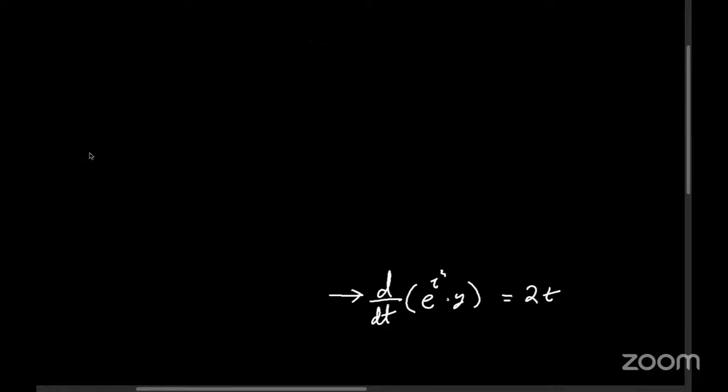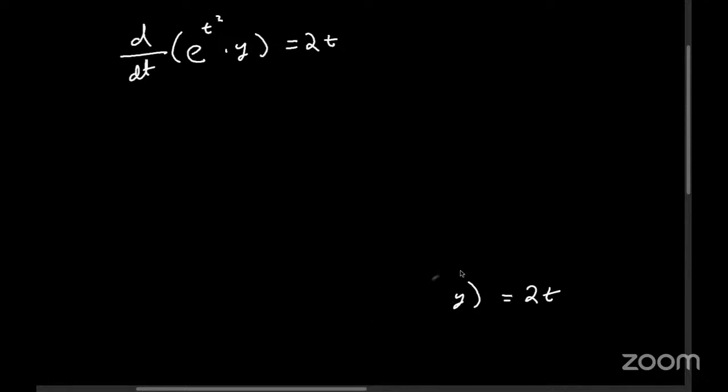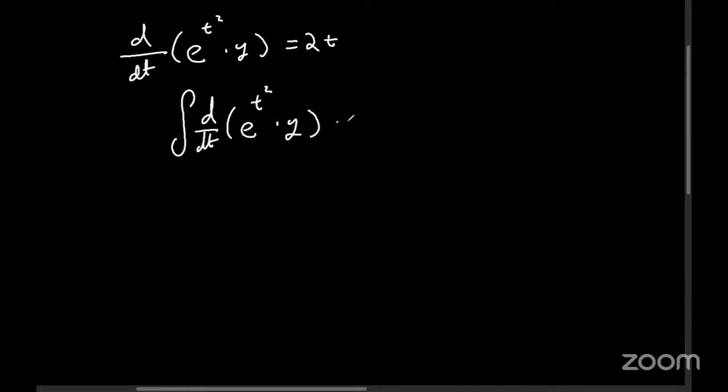And now that we are here, what will happen? We have d dt of e to the t squared times y equals 2t. What do you do now? Now I think we could integrate both sides with respect to t and find what y has to equal. So the integral of d dt of e to the t squared y, dt, equals the integral of 2t with respect to t.